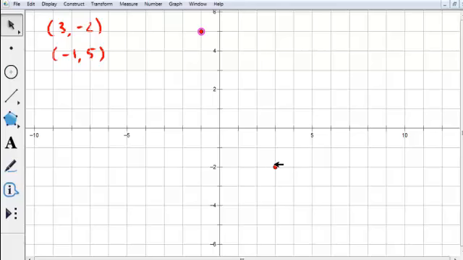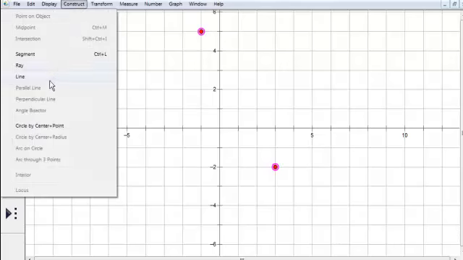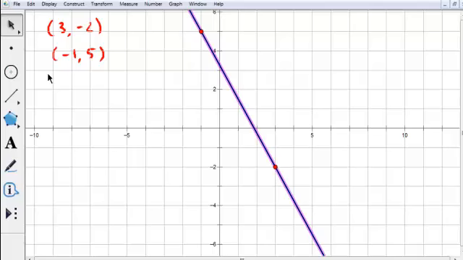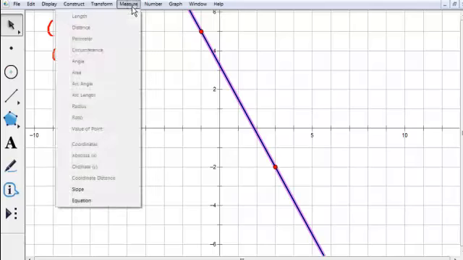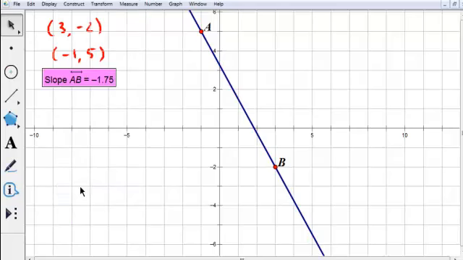All right, so if you wanted to find the slope of the line between these, you construct a line that contains these 2 points: highlight the 2 points, choose construct line. And once your line is highlighted or selected, if you choose measure, you can pick between slope and equation. I'm going to go slope first. So our slope is -7/4 or -1.75.